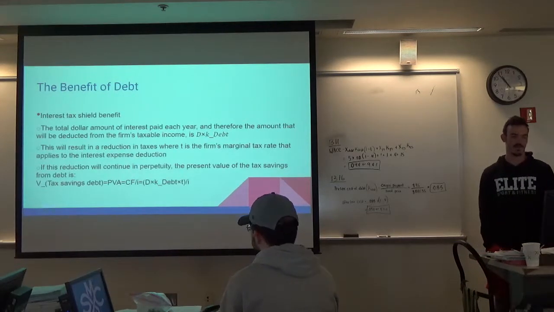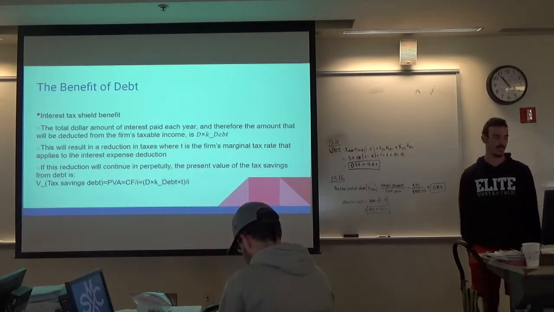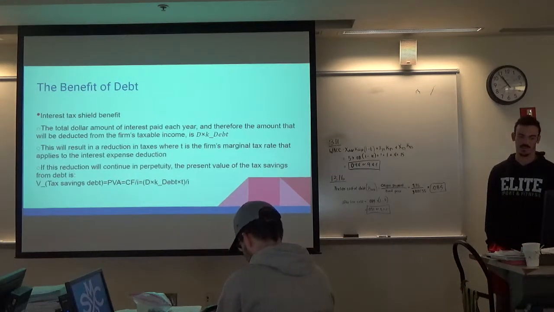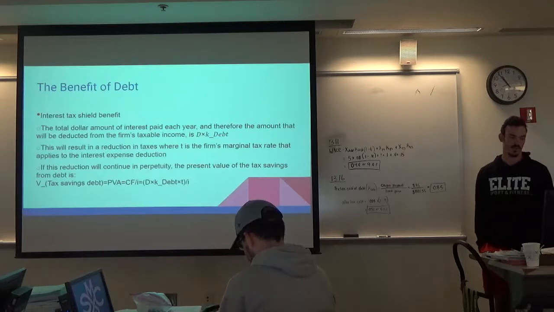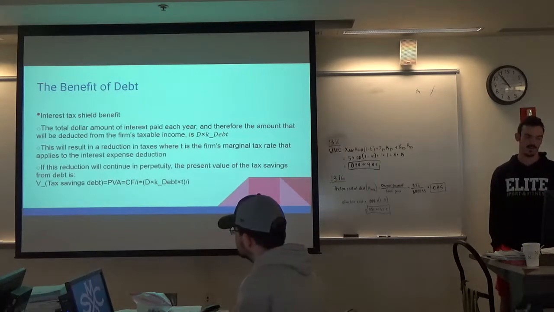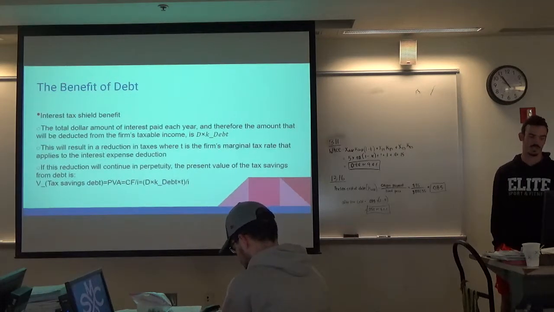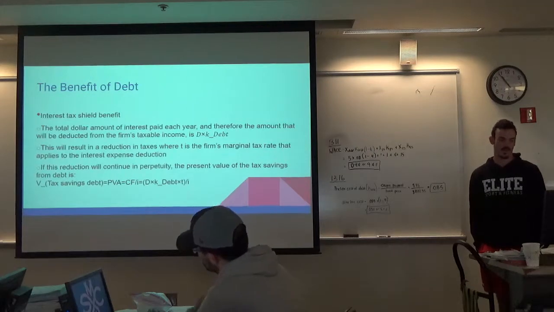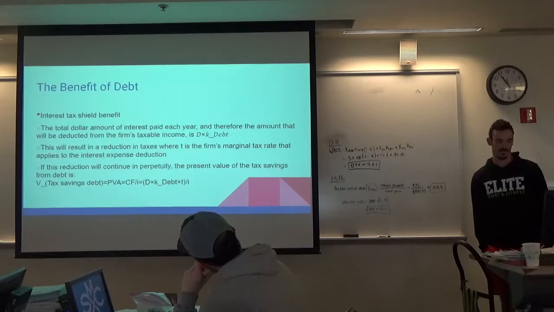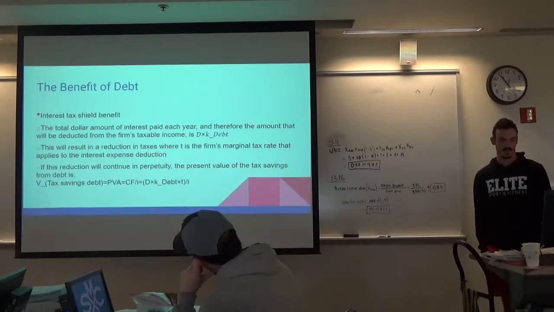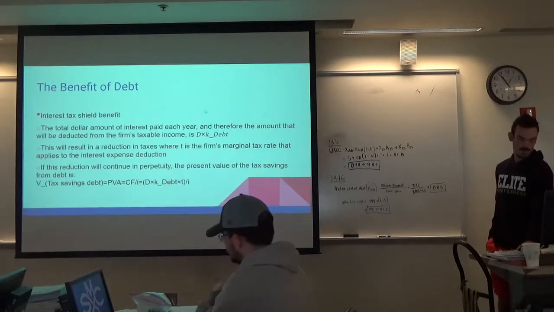The total dollar amount of interest paid each year, and therefore the amount that will be deducted from the firm's taxable income, is T times K debt. This will result in a reduction in taxes, where T is the firm's marginal tax rate that applies to the interest expense deduction. If this reduction continues in perpetuity, the present value of the tax savings from debt is the tax savings debt equals PVA, which is that formula right there.